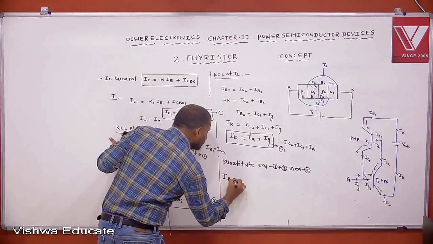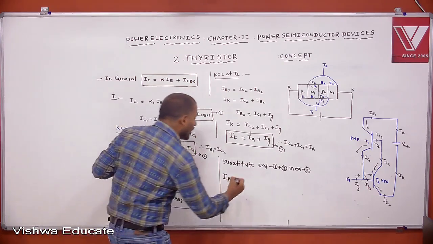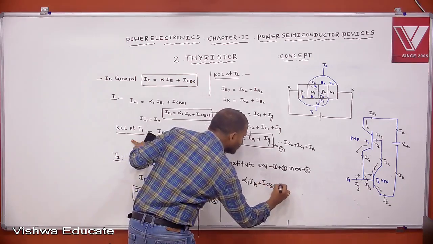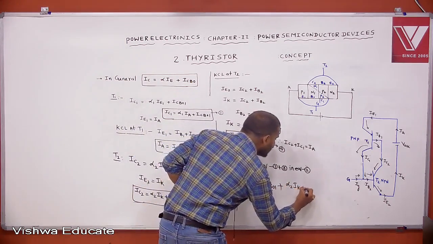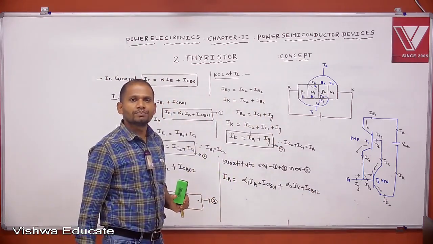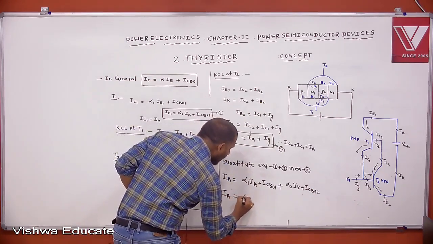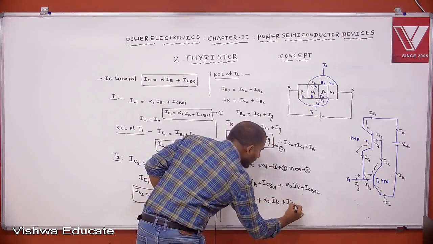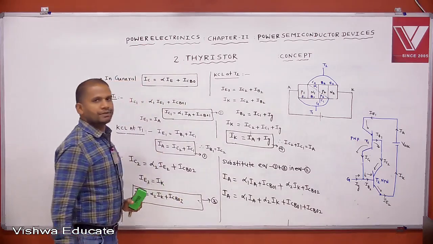IA equals this one. What is IC1? Alpha 1 IA plus ICB01. What is IC2? Alpha 2 IK plus ICB02. Okay. Then IA equals alpha 1 IA plus alpha 2 IK plus ICB01 plus ICB02. This is the anode current.